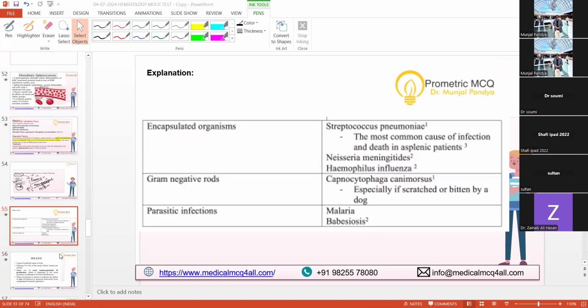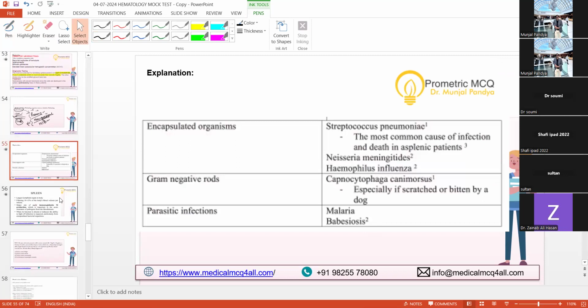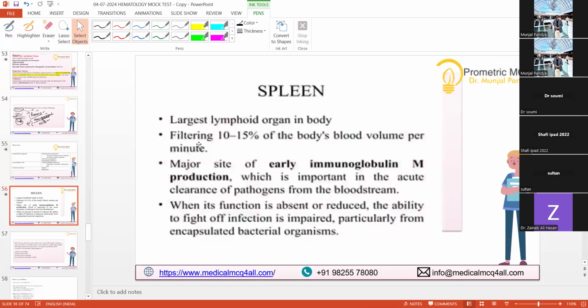So this is what the literature says. That's it. And this is the basic physiology of the spleen. So that's all for today. We'll cover the next things later.